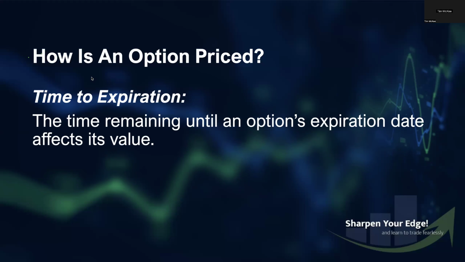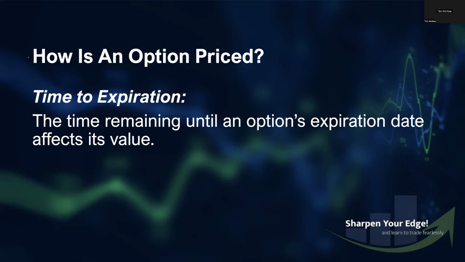Okay, the next item that determines price in an option is the time to expiry. The time remaining until an option's expiration date affects its value. Now, options with more time until expiration have a higher likelihood of experiencing price fluctuations, giving the underlying asset more opportunities to move in a good direction for the option holder. As a result, options with a longer time to expiration are generally more valuable than those with a shorter time to expiration. This is how time decay eats away at the value of our option.